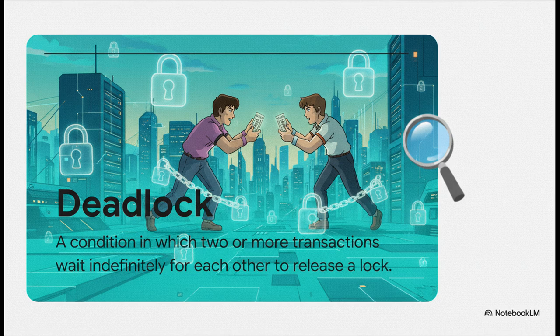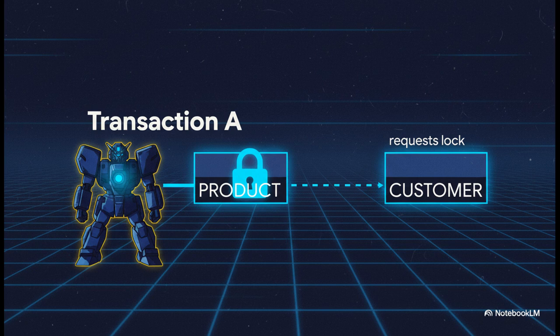Imagine two people meeting in a super narrow hallway. Each one is waiting for the other to move, but neither of them will budge. In a database, two transactions can get stuck in the exact same way, waiting forever for a resource that the other one is holding. All right, let's walk through how this actually happens.